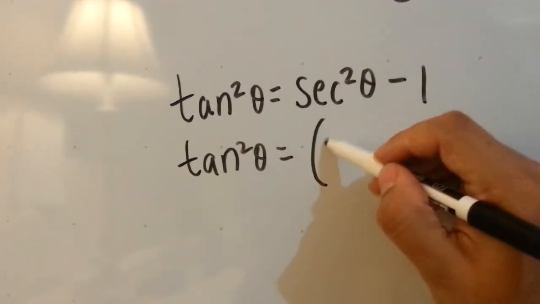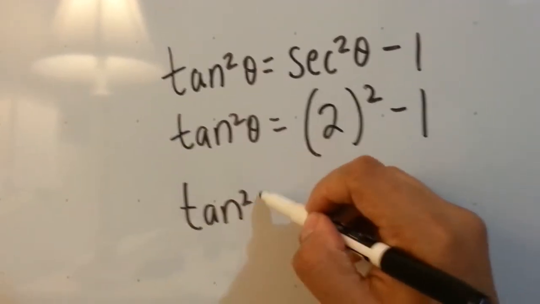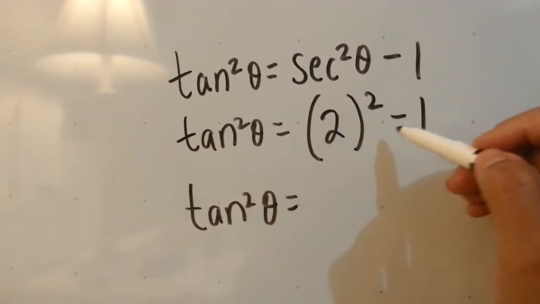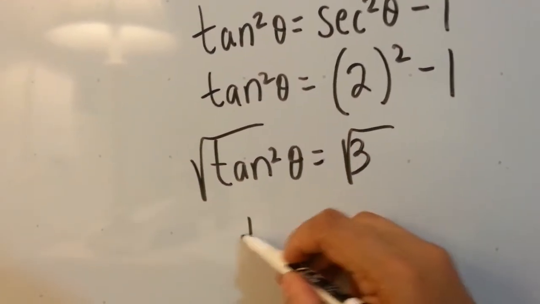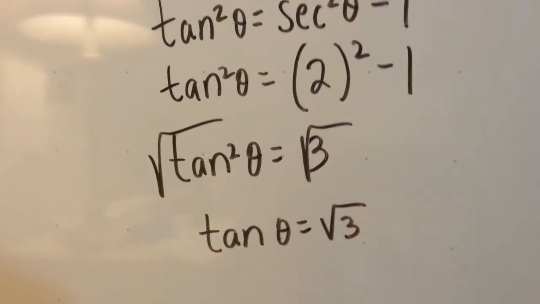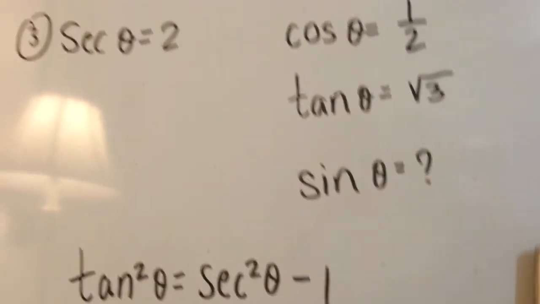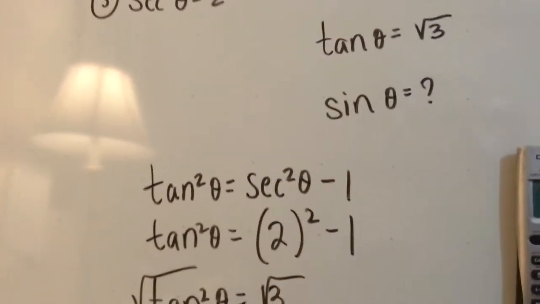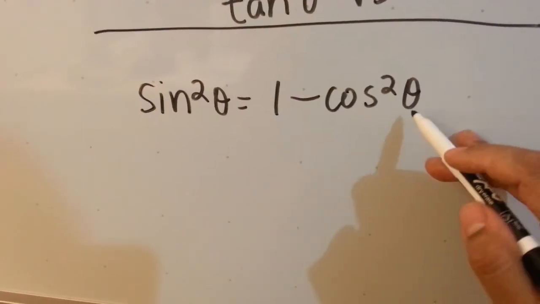Secant is 2. 2 squared is 4, minus 1 is 3. And then we take the square root, and we get that the tangent of theta is equal to the square root of 3. And we still have to get the sine. In order to find the sine, I'm going to use this identity.